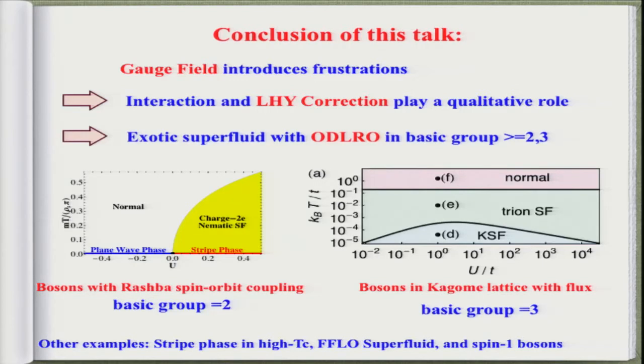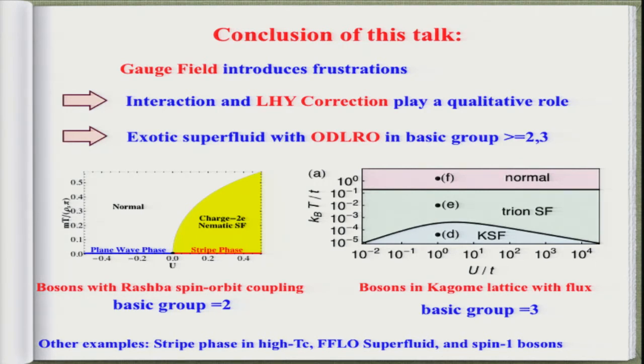Conclusion. So the conclusion of my talk is, I think the question of asking whether you have a boson superfluid with the basic group larger than 1 will nicely and coherently bring these 3 concepts from Professor Yang together into a story, which is that the gauge field introduces fluctuations. And therefore, the interaction and the Lee-Huang-Yang correction will play a qualitative role. And then the exotic superfluid with basic group equal to 2 or 3 can exist.